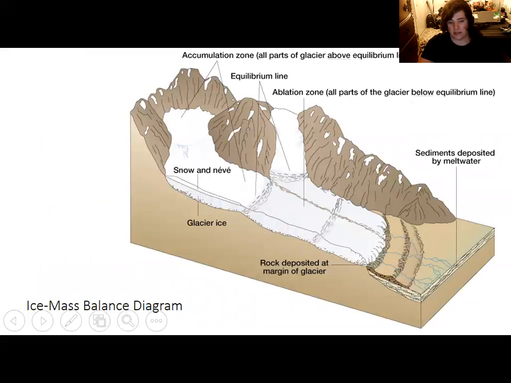And here's a visual display of equilibrium lines. You can see that we have two glaciers in this figure that feed into each other to become a single glacier, kind of like how two rivers feed into one another to become a bigger river. And notice how snow and névé, which is kind of granular snow, are forming above the equilibrium line. They are forming a layer on top of the glacier ice, and they actually compact over time to form more glacier ice. And that's where the glaciers are accumulating.